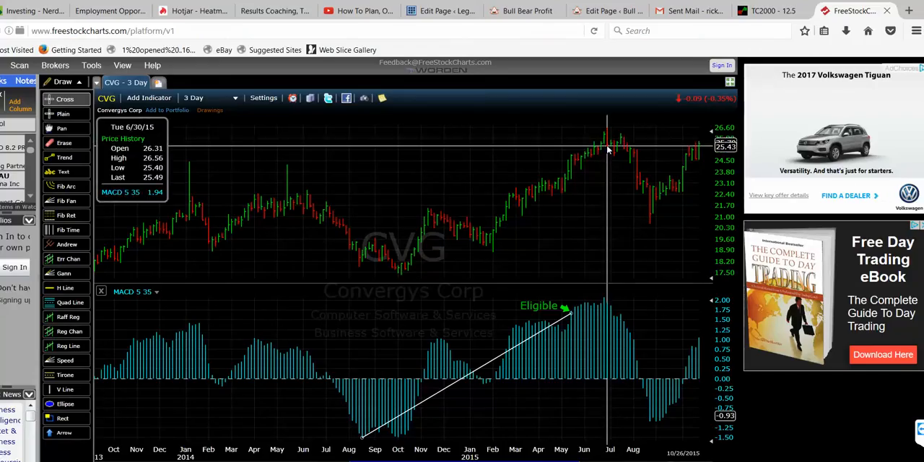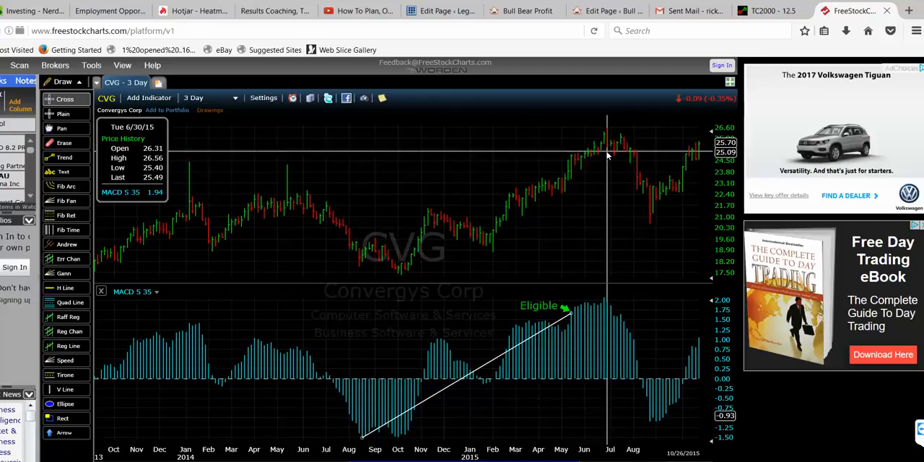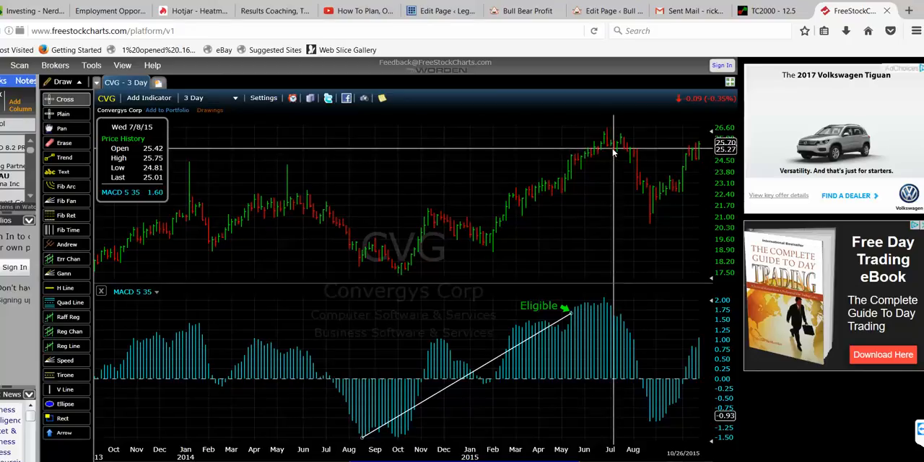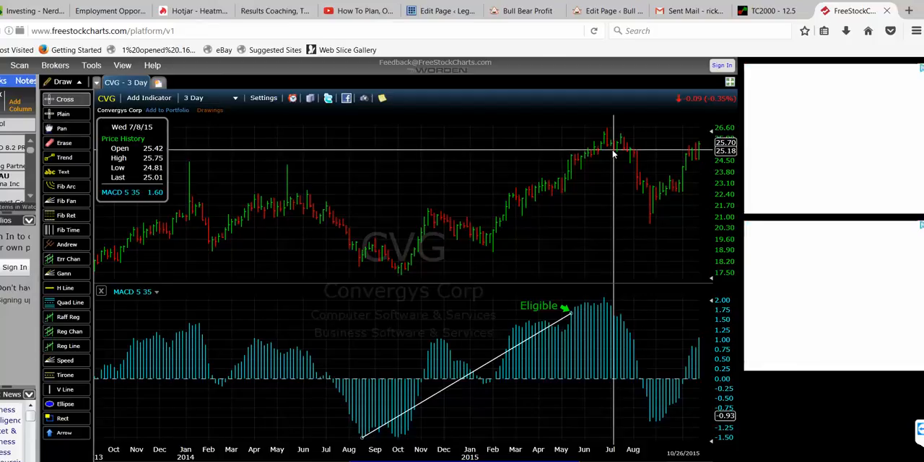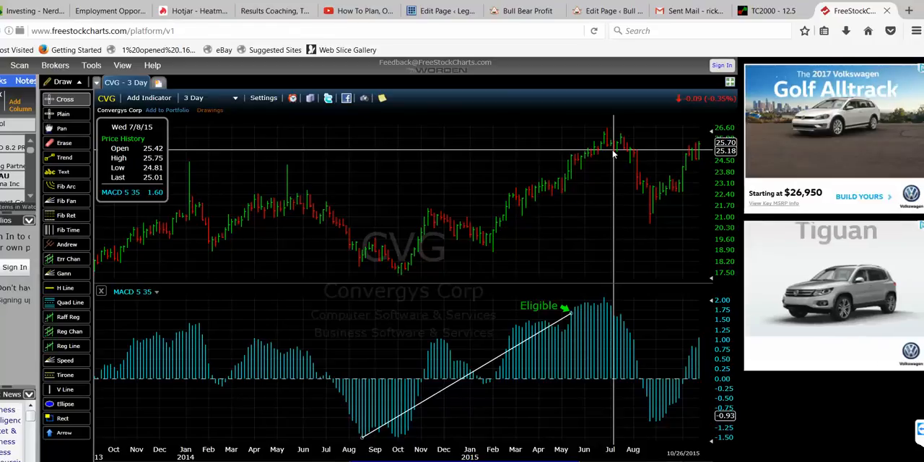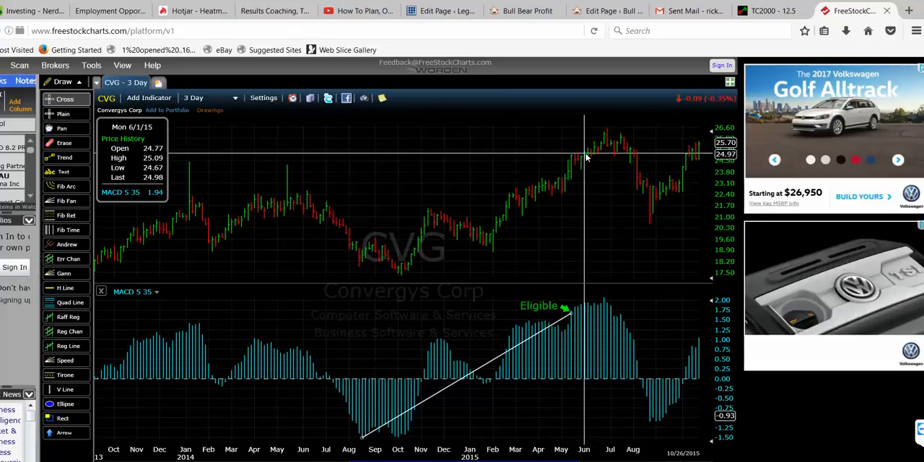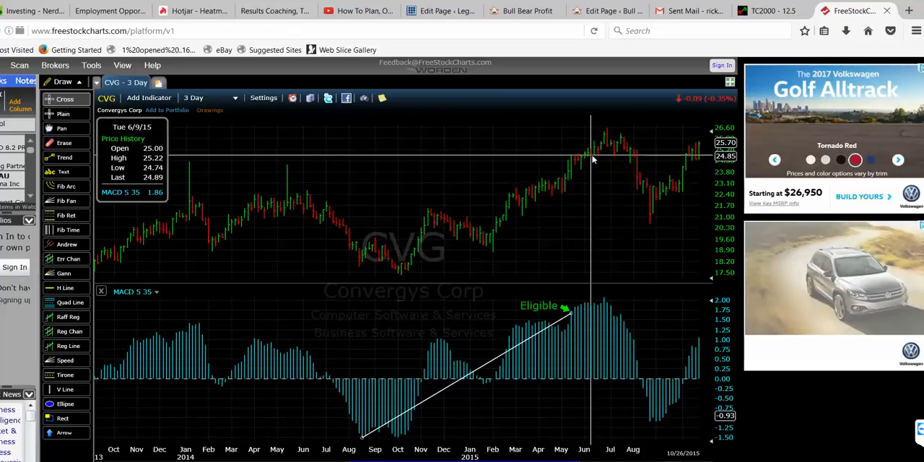That makes more sense. So when this hits 25.23 and it hit it right here, it easily hit it, 25.23. In fact, it went down to 24.81. So on this day, the trade broke even. Okay? Did you get that? Okay.